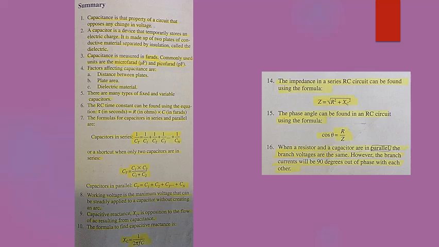The phase angle can be found in an RC circuit using the formula cosine theta equals resistance divided by reactance. 16. When a resistor and a capacitor are in parallel, the branch voltages are the same, however the branch currents will be 90 degrees out of phase with each other.